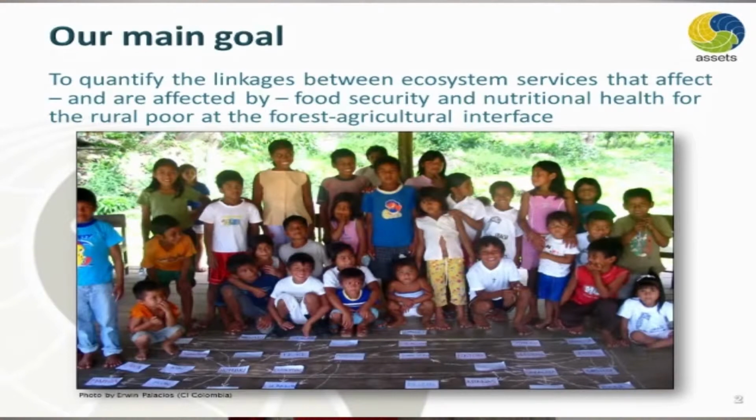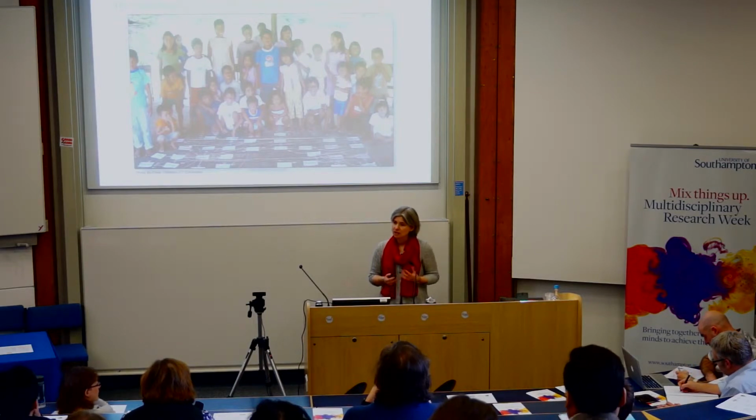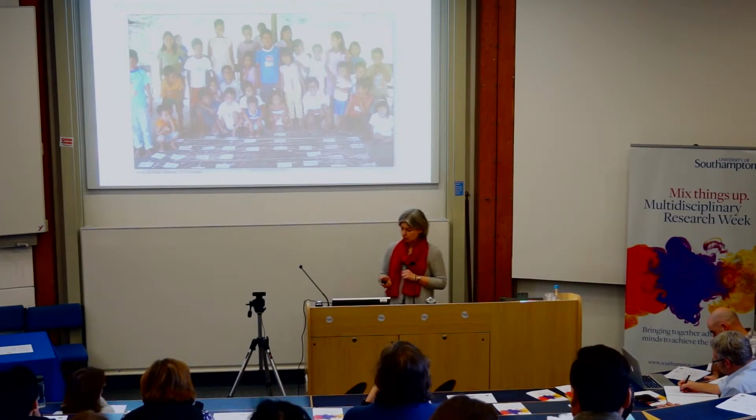And we're looking at the linkages between ecosystem services, how ecosystem services contribute to food security and nutritional health, and also recognizing that the pursuit of food security and nutritional health can have an impact on ecosystem services. So people will cut down forests to have agricultural space, for example, and that has a negative impact on those people who may be more reliant on the forest for their particular food security. So there are trade-offs happening all the time.